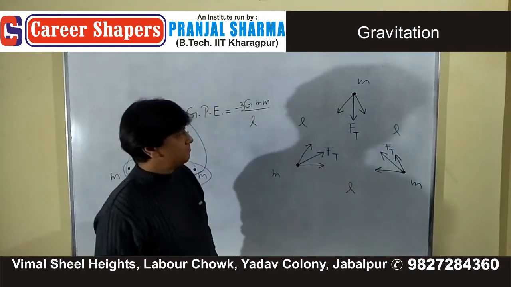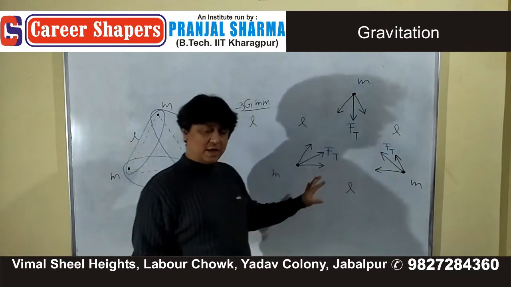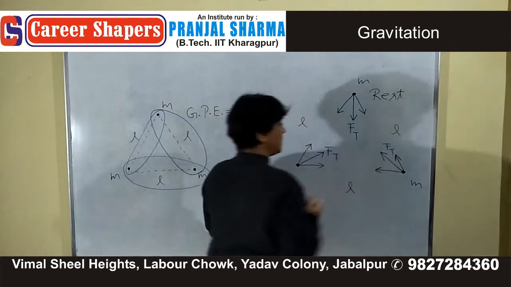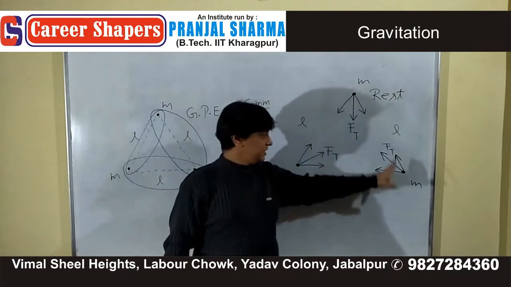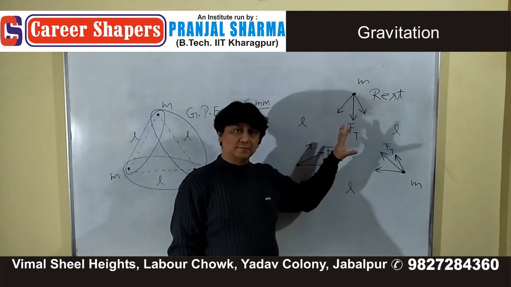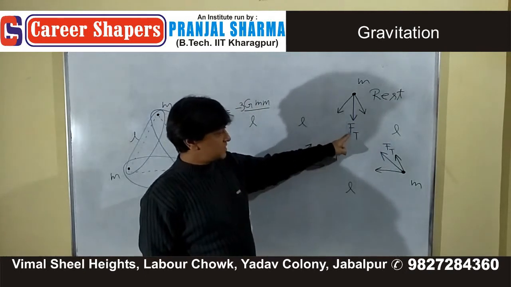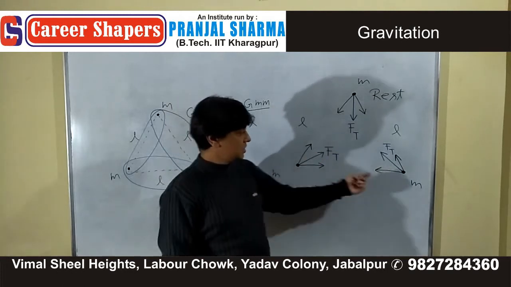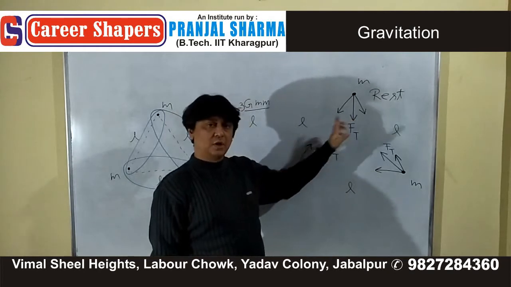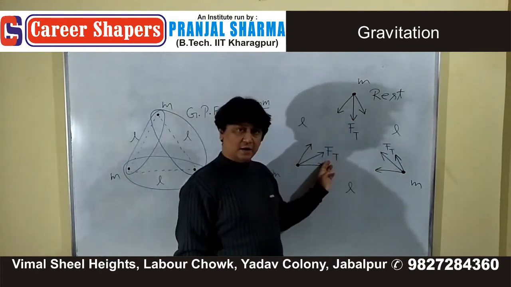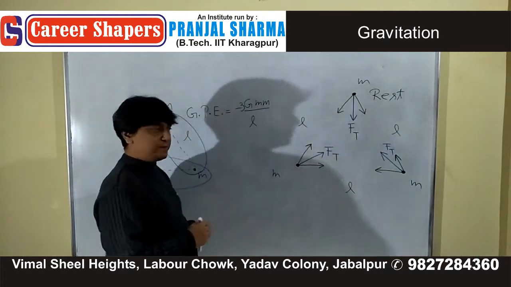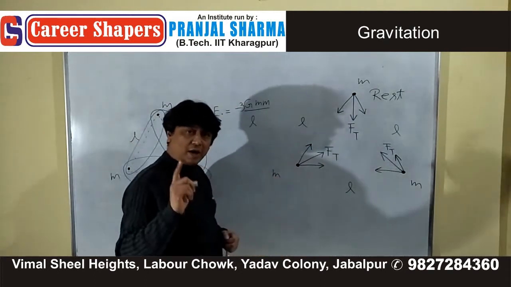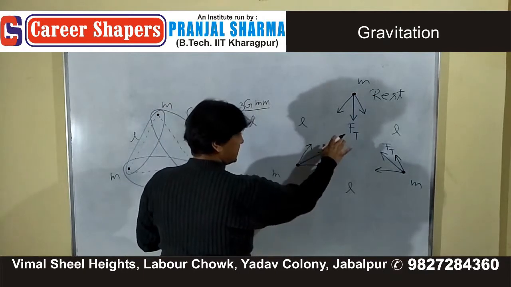Now, the question is that initially all three masses are at rest. All three are at rest. And then you release these three masses. Once you release them, because of the presence of F total, these three masses will start moving in this direction, in this direction, in this direction. Now, since all these forces are identical, what will happen after some time is that this shape will remain triangular, will remain an equilateral triangle, but its length will reduce.